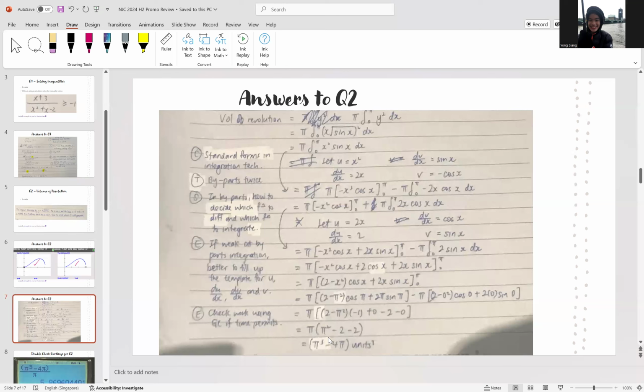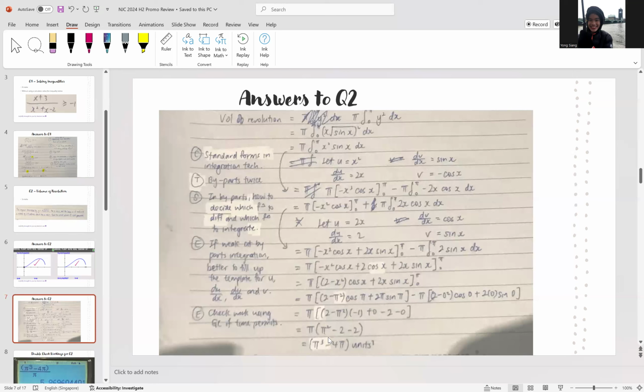So I'm going to have negative cos x, right? Then minus the definite integral from 0 to pi. Then the formula says it should be v du. So what is v? Negative cos x.